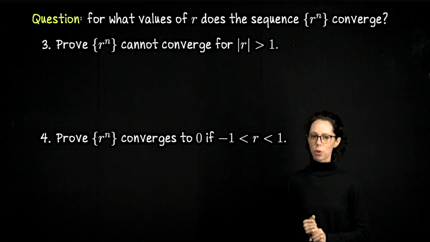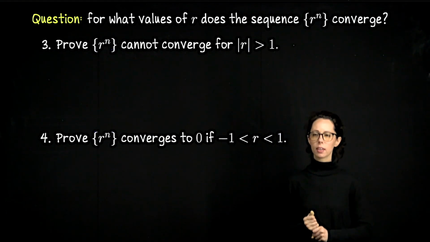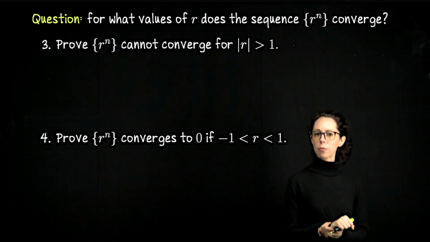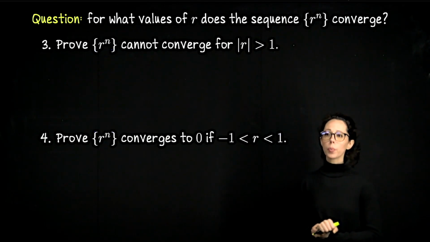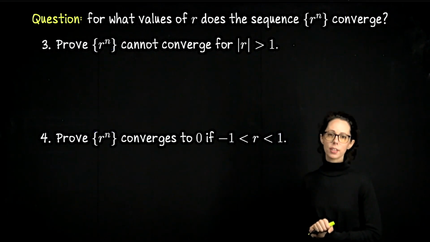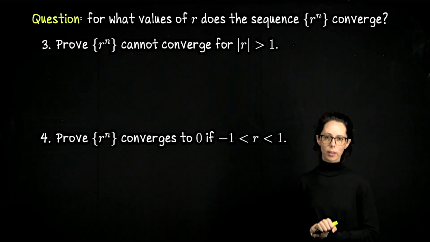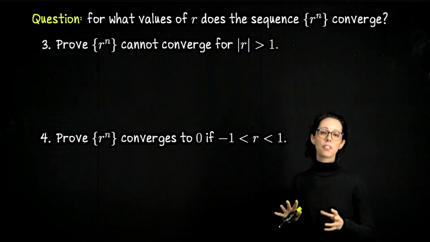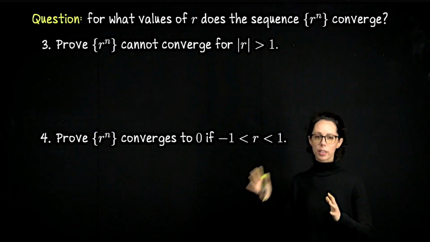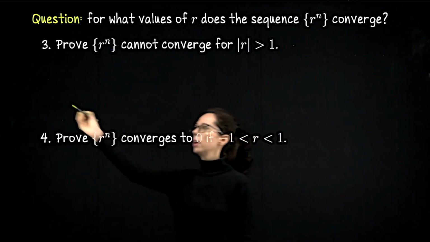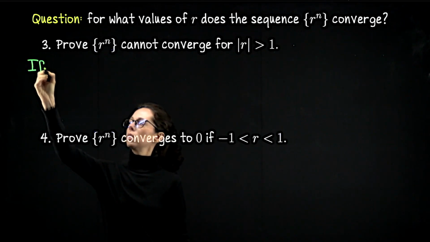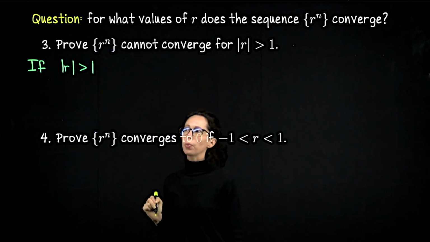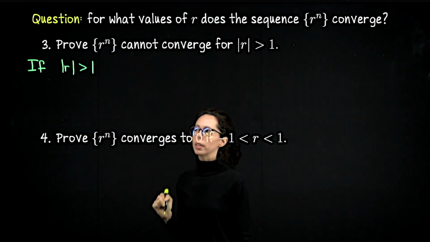Let's look at two more results, and I'm going to do these fairly rigorously. So I'm going to prove that r to the n cannot converge if the absolute value of r is greater than 1. And then we will prove that it does converge, in fact it converges to 0, if r is between negative 1 and 1. For this first result, let me first verify that the absolute value of r to the n is an increasing sequence. Okay, so here we can say if the absolute value of r is greater than 1, multiply both sides by the absolute value of r to the n.